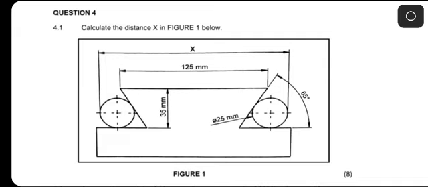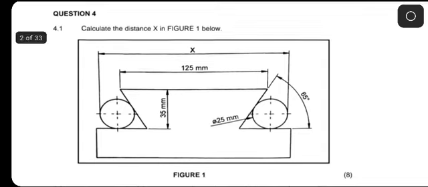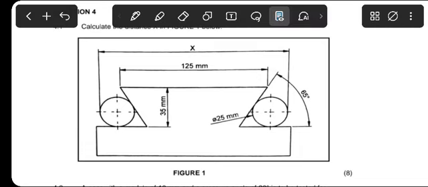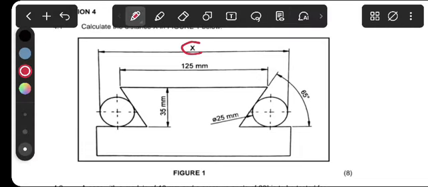We've been given question 4.1, which says: calculate the distance x in figure 1 below. We want to calculate x, given all of these dimensions. So how can we get the value of x?